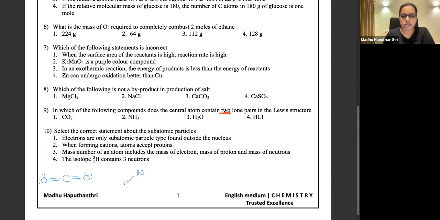In ammonia, nitrogen has only 1 lone pair. I'm looking for 2. H2O, here on oxygen, we have 2 lone pairs. So this is the answer.